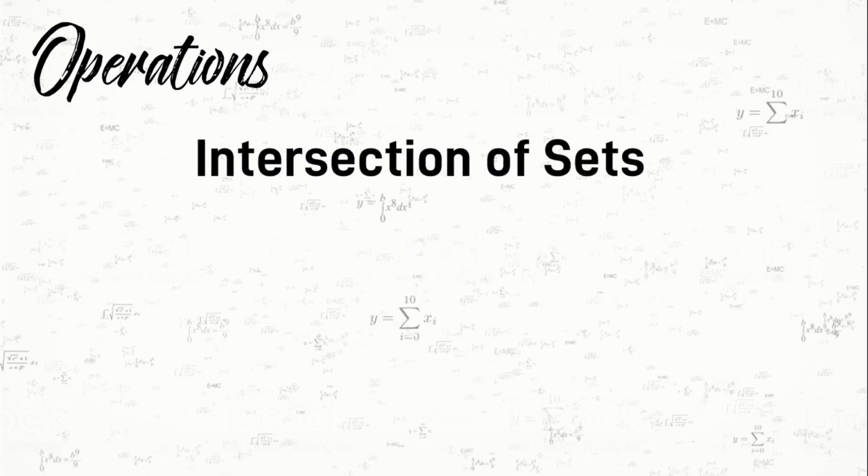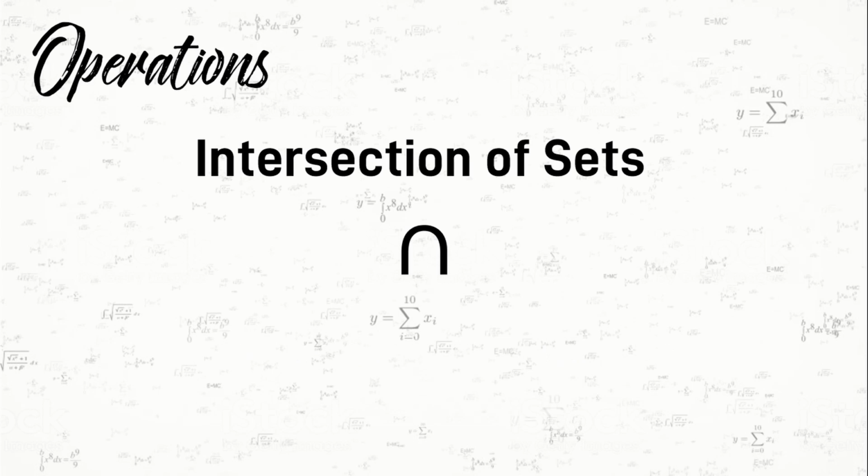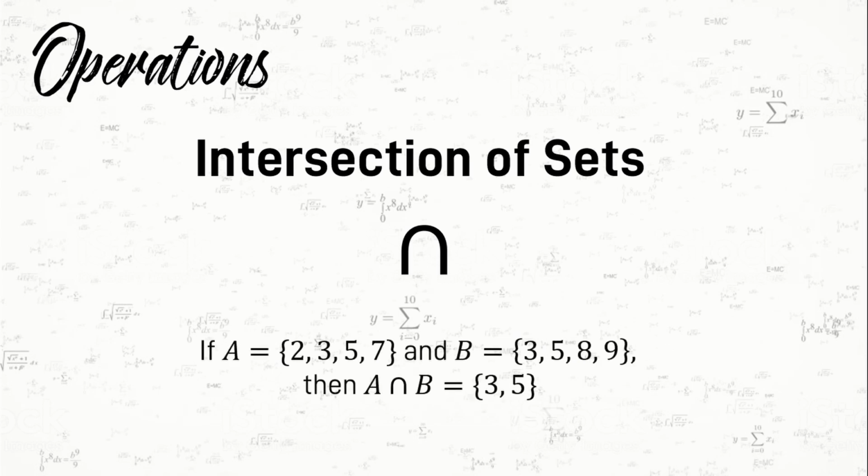Next, we have the intersection. It is denoted by this symbol, and it is a set with elements common to both sets. For example, if set A has elements 2, 3, 5, 7, and set B has elements 3, 5, 8, and 9, then the intersection of A and B is the set {3, 5}. Take note that 3 and 5 are the numbers present in both sets.